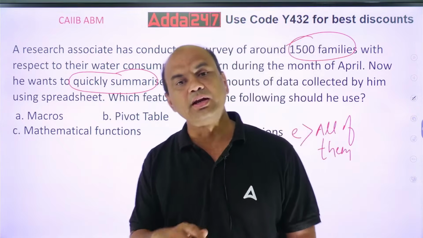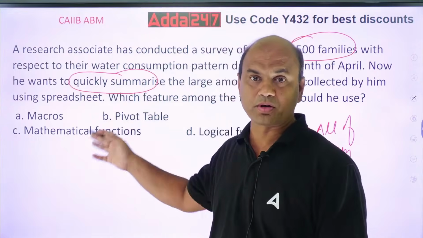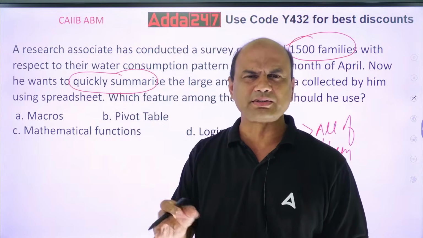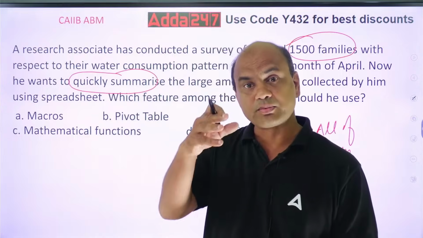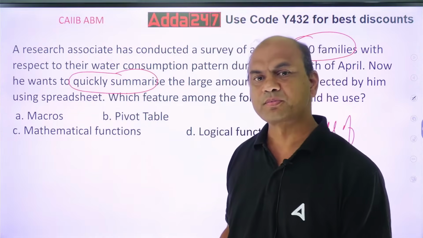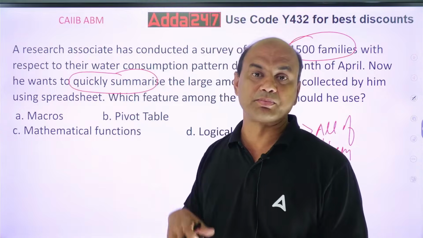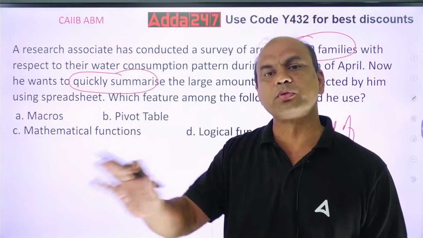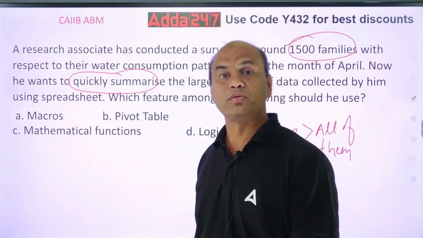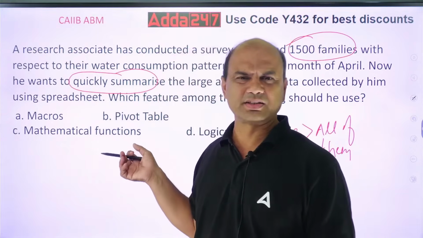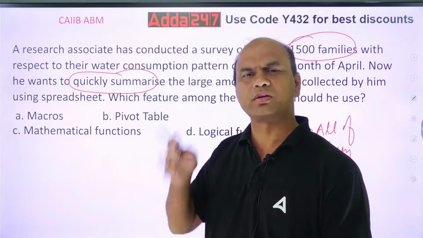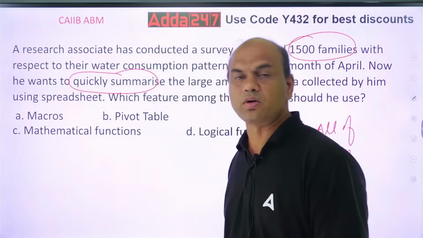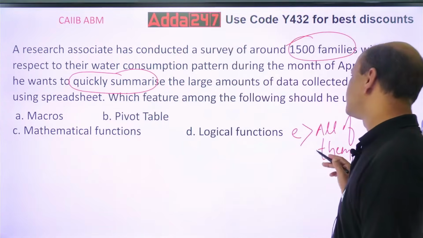Because what you will be needing when, you don't know. And all these are important functions. Macros is for repetition. Whenever you have to repeat certain functions or processes constantly, you will use macros. Pivot table is like the benchmark table. This is used everywhere. Just copy this table and put it everywhere. Mathematical functions, you know it, plus, minus, additions, and bigger functions like logarithmic. And logical functions. So all of them should be used, isn't it? So the answer is E, all of them.